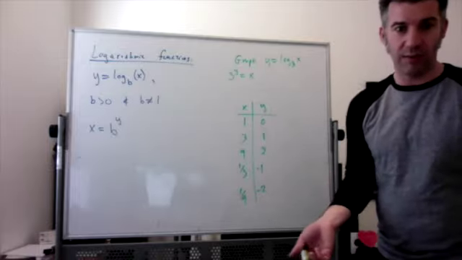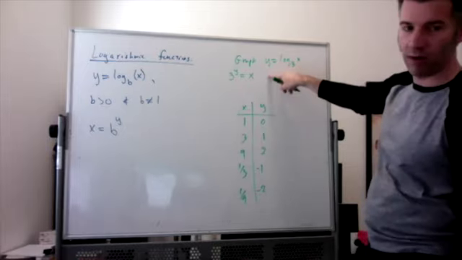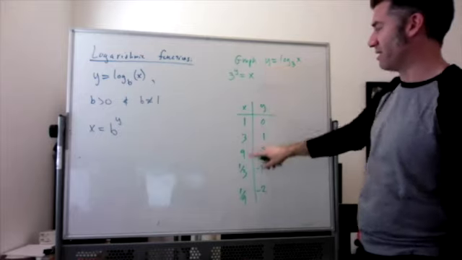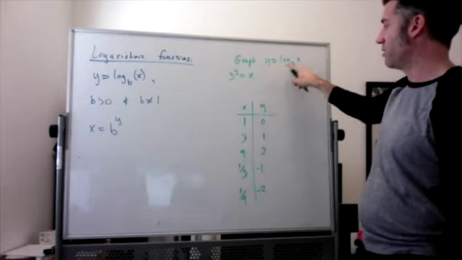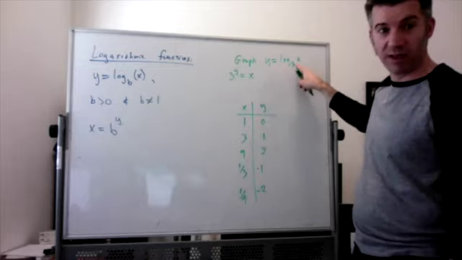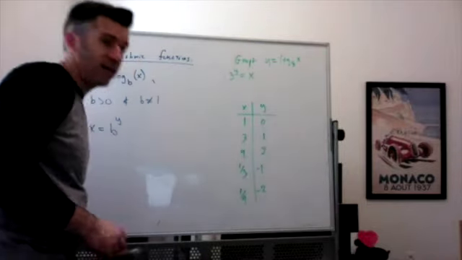Usually what I would do is pick the x value. If x is 1, log base 3 of 1 is 0. If x is 3, log base 3 of 3 is 1. If x is 9, log base 3 of 9 is 2. If x is 1/3, log base 3 of 1/3, well, 3 to the negative 1 is 1/3, and so on. So the point with this graph is that all my x and y things are going to get flipped.